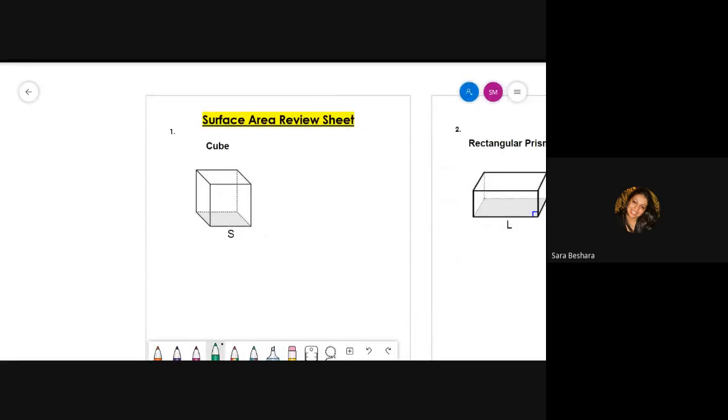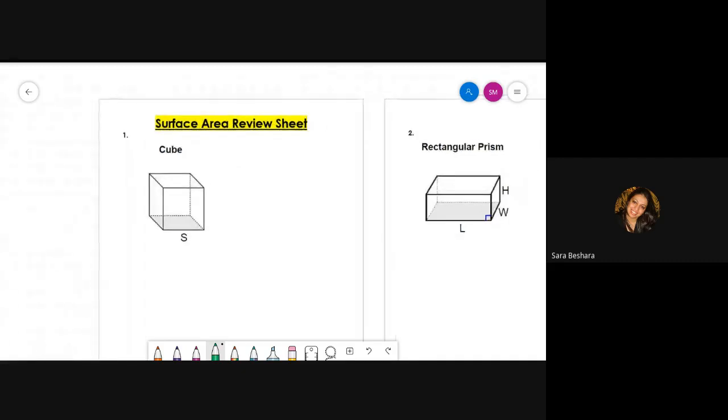All right, so this video is a review of the surface area of all the different solids that I have taught you so far. The reason for this is because I know that surface area as a topic is not an easy topic. So what I will do is go over the formula of each individual solid that we learned. Then I will go over an example for that formula.